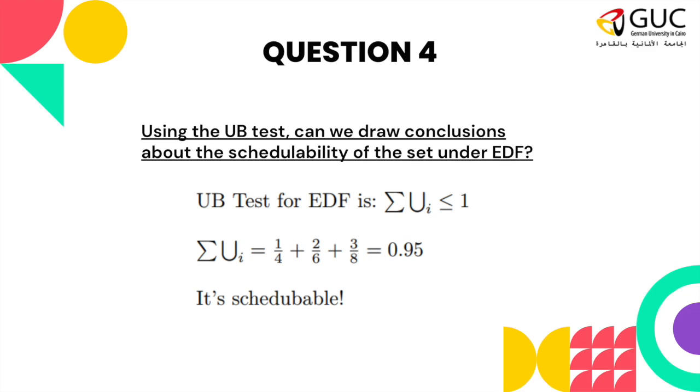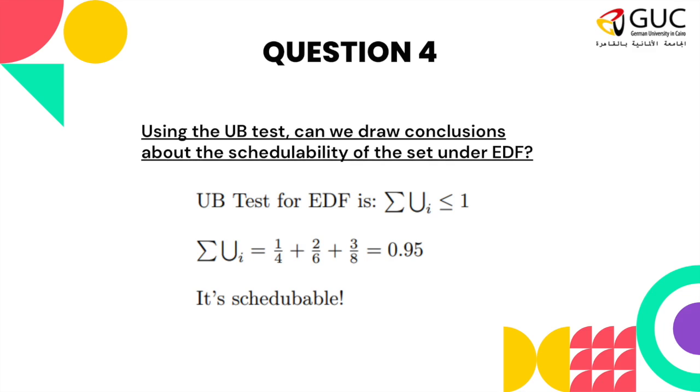Okay, so we do not have the inconclusive part we had for the rate monotonic. So yes, take care. The UB test for the EDF is different than the UB test for the rate monotonic. The rate monotonic was not less than or equal to 1. It had a calculation using the number of tasks present in the system: the number of tasks multiplied by 2 to the power of 1 divided by the number of tasks minus 1. Here we have less than or equal to exactly 1.